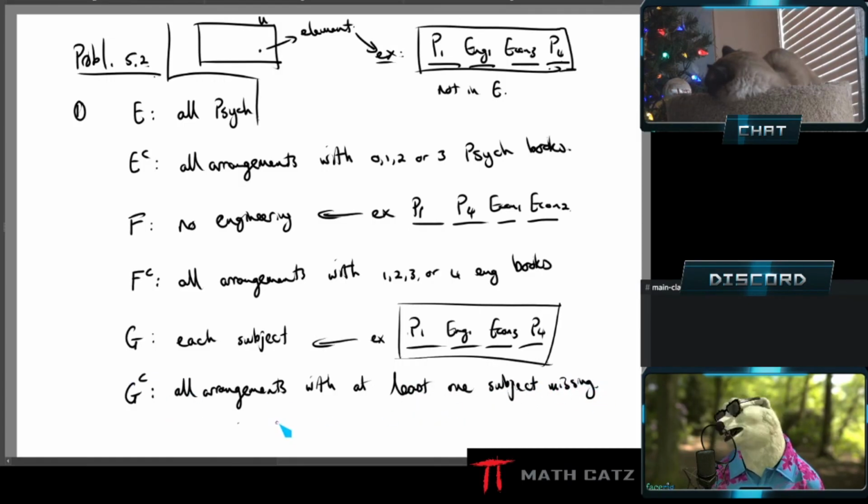Could be all psychology books. Then engineering and economics are missing. Doesn't have to be. I could just miss one. Something has to be missing. Otherwise, if nothing's missing, it's in G. Together, they have to make everything.